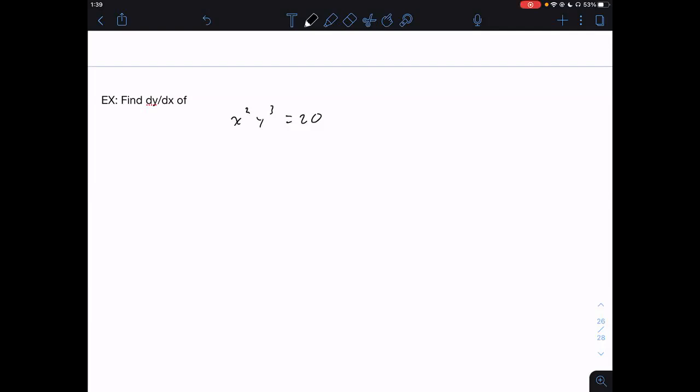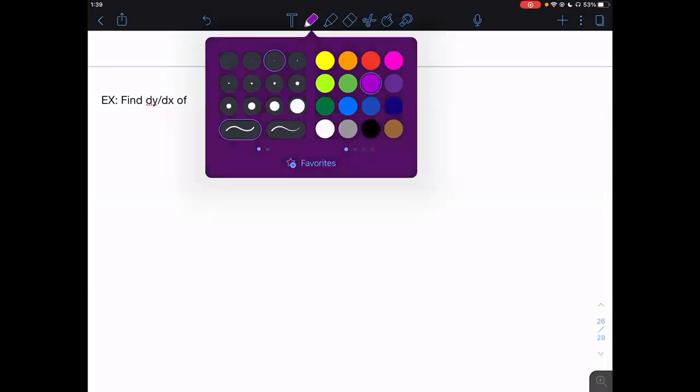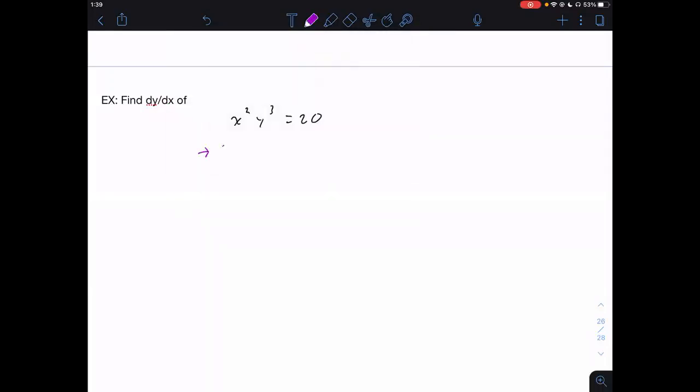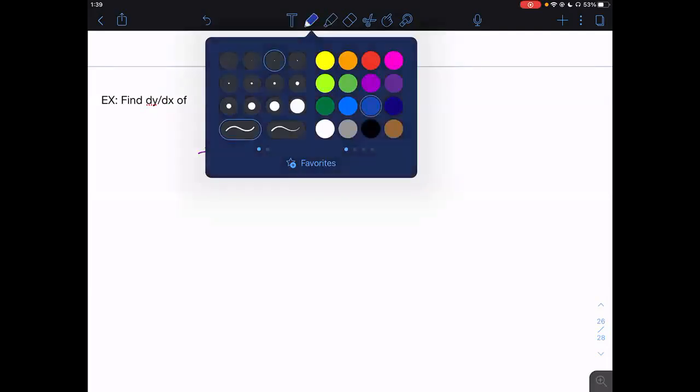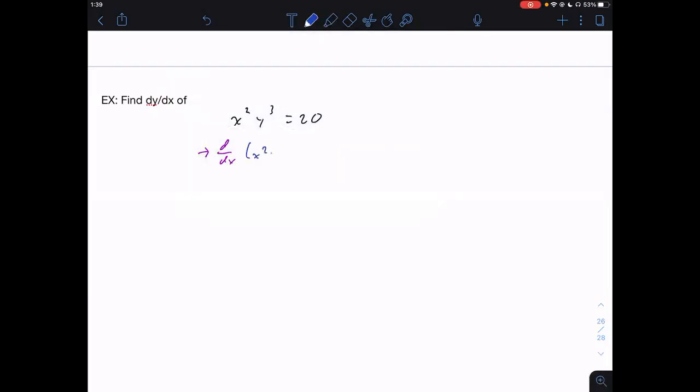Okay, so again, following the steps, since our denominator is dx, that means we're going to be taking the derivative with respect to x of each side. So we're going to take the derivative with respect to x of x squared times y cubed equal to the derivative with respect to x of 20.